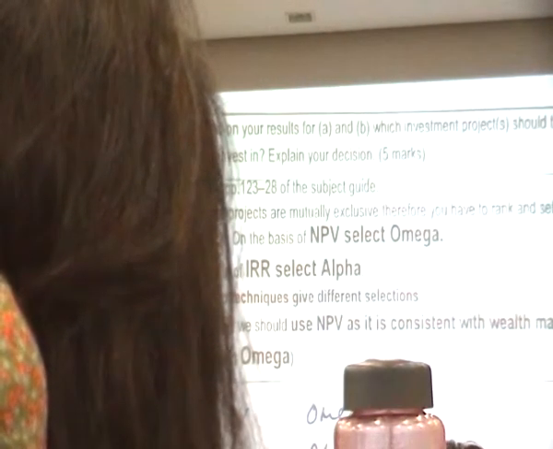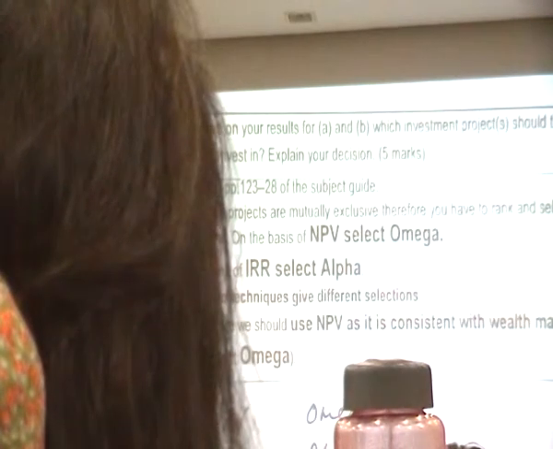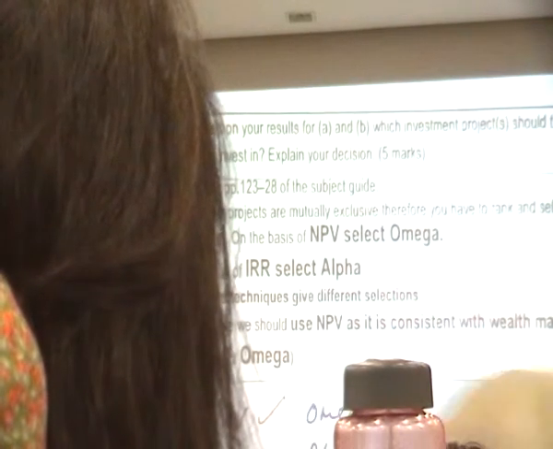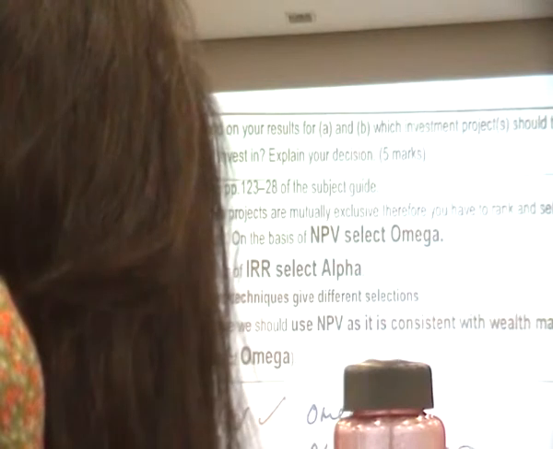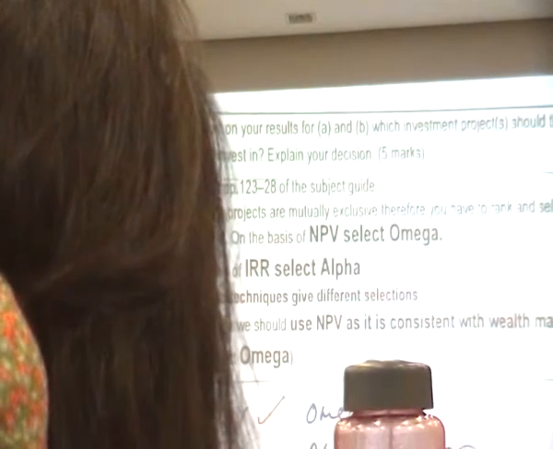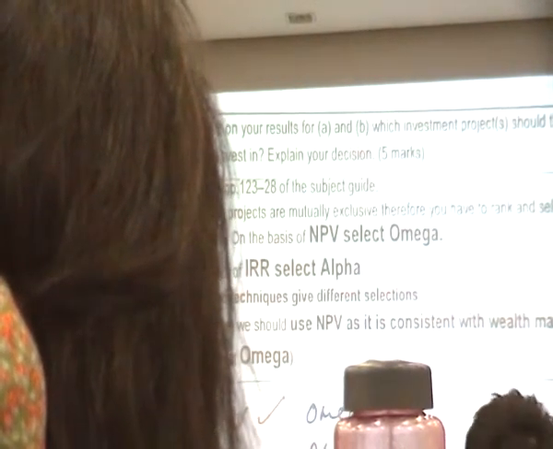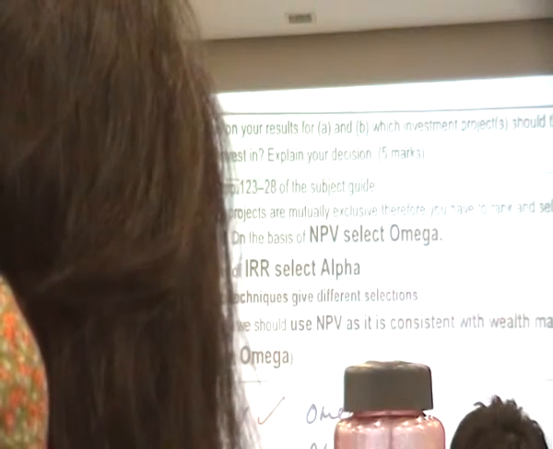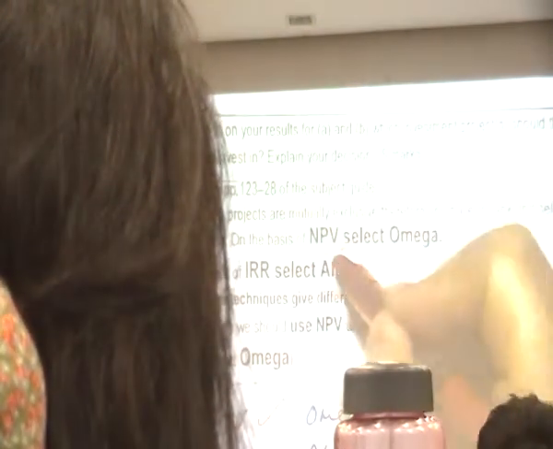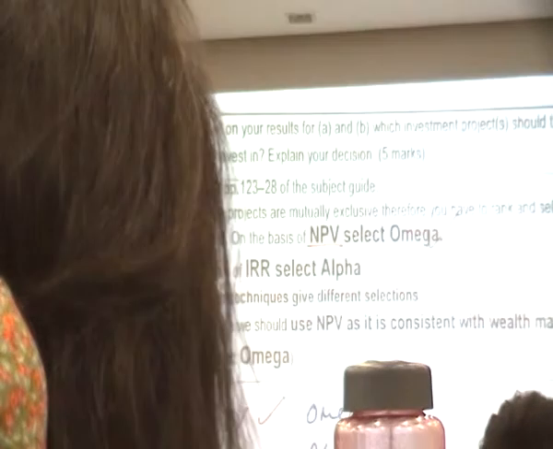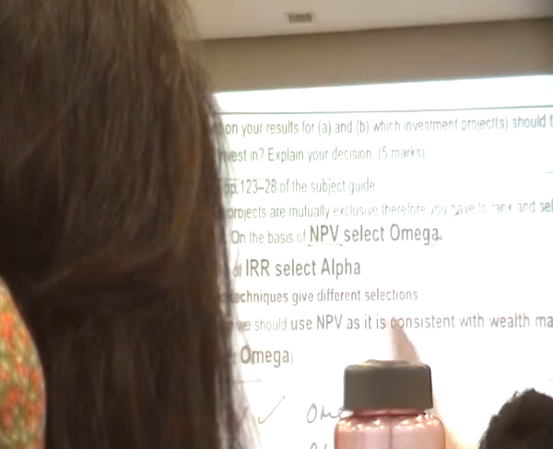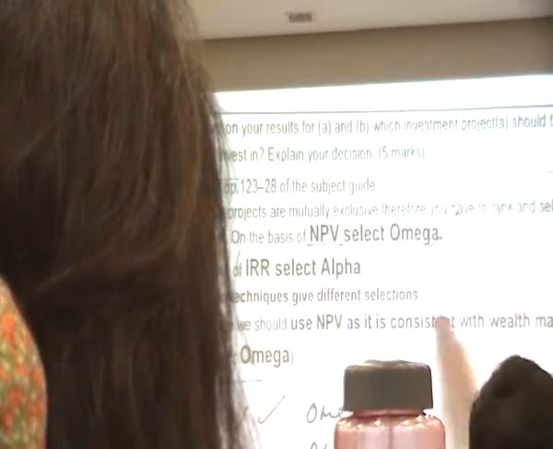Which one should you follow? You should follow NPV or follow IRR? Follow NPV. So choose omega. Why do you follow NPV? To maximize shareholder wealth. That's the standard solution. According to NPV, you choose omega. IRR selected alpha, so they have different selections.